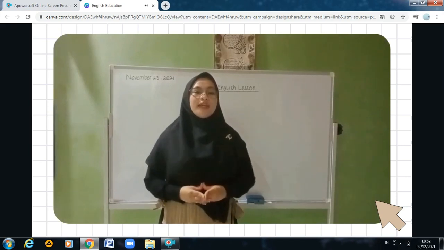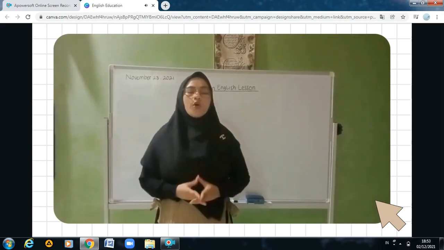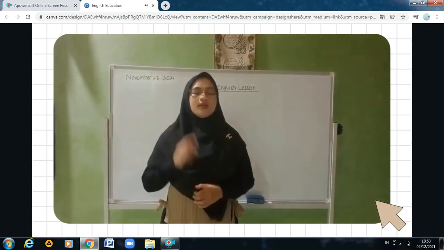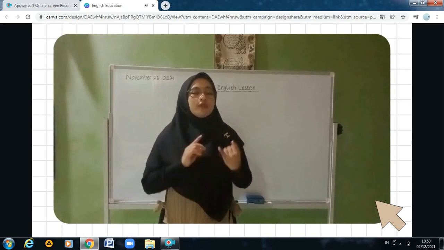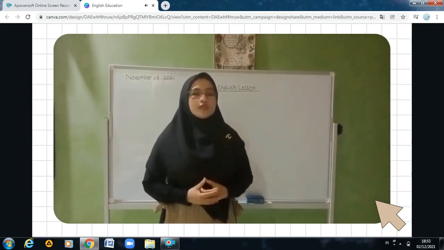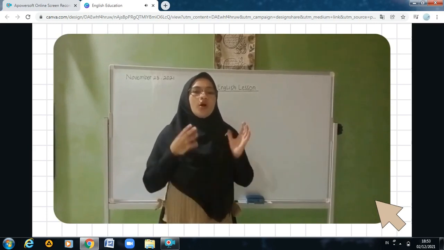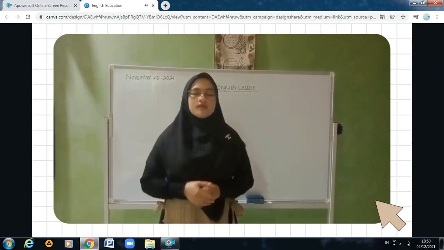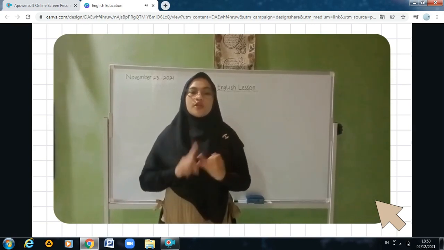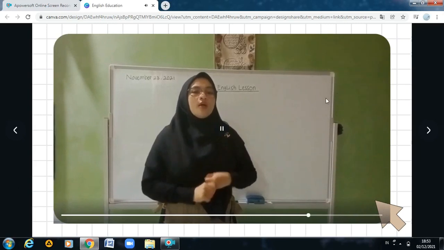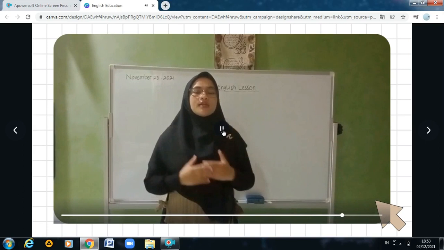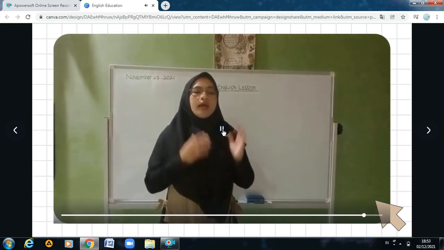Okay, to begin our lesson today, I will tell you about our learning objectives. There are two learning objectives from our lesson today. First, students are able to identify the definition, function, social function, text structure, language feature, and detailed information on greeting card text. Second, students are able to create a written text which combines text structure, social function, and language feature from several special texts in greeting cards by giving information about a special day and the context of it.